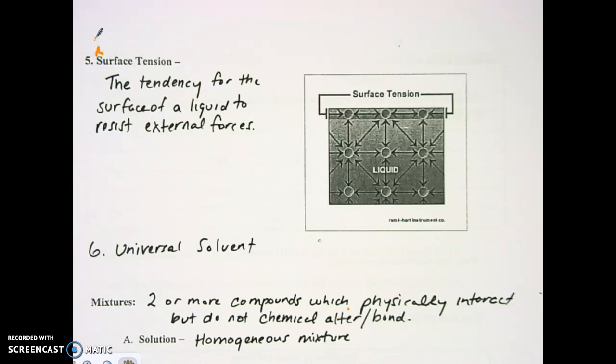The tendency for the surface of a liquid to resist external forces is what makes water have a high surface tension. So this is a water molecule, here's another water molecule. All of these arrows in between them are showing cohesion. These connections are saying that this water molecule is attracted to this water molecule. So this unique property relies on other properties of water: cohesion, for example, but also polarity, technically.